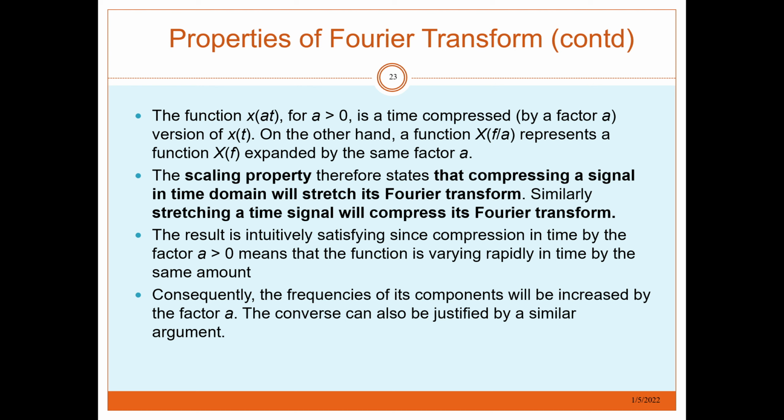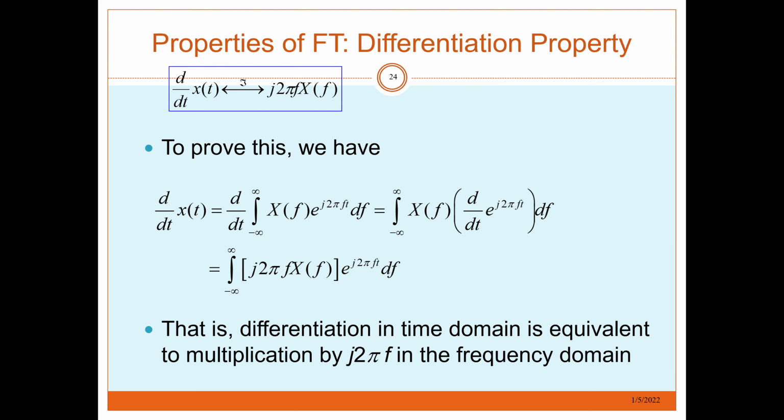The scaling property states that if we compress a signal in the time domain, in the Fourier transform, or the frequency domain, it will be stretched. Similarly, if we stretch a time signal, it will be compressed in the Fourier transform. This is also true because we know that t is equal to 1 over f. So it's vice versa, right?